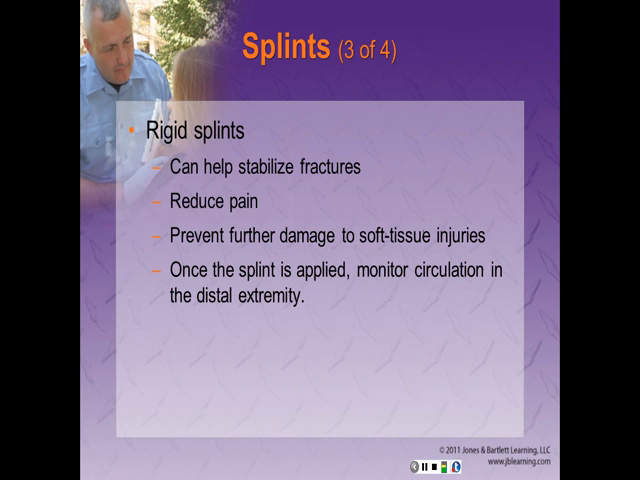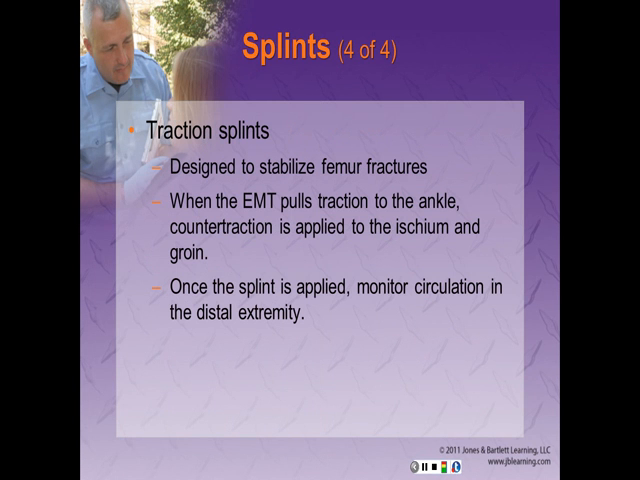Rigid splints can help stabilize fractures, reduce pain, and prevent further damage to soft tissue injuries. And remember, once you apply it, monitor circulation in the distal extremity. Traction splints are designed to stabilize femur fractures.